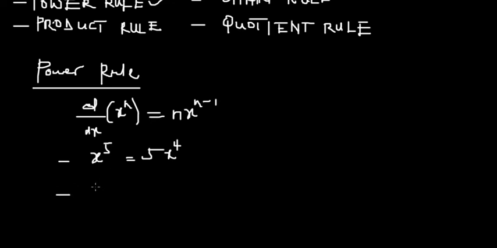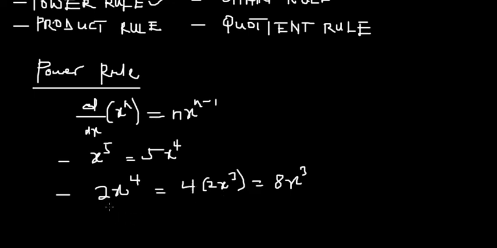Let's take another example. The same principle applies: you just bring the 4 in front of the x, and then you subtract 1 from the 4. So bringing the 4 in front of the x, we have 4 times 2x, and then subtracting 1 from the 4, we have 3. When you do the simple multiplication, you end up with 8x exponent 3. You just multiply 4 throughout.